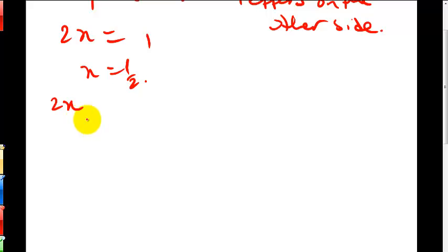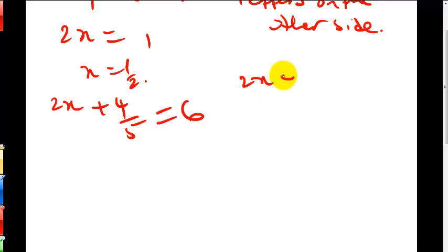Let's go with 2x plus 4 over 5 is equal to 6. Take away 4 over 5. Yeah, it's just a number, right? You just take it away. Okay, what about this one? 2x plus 4 over 5 is equal to 6.